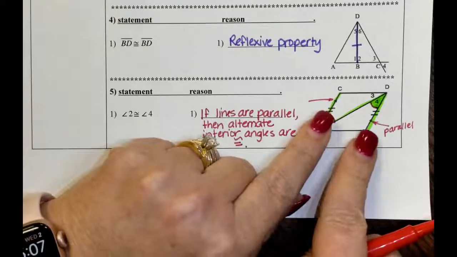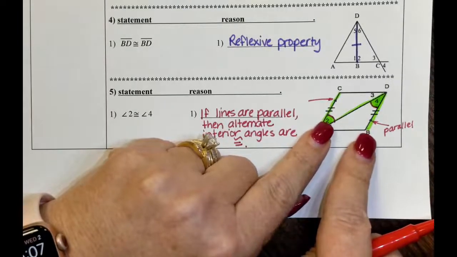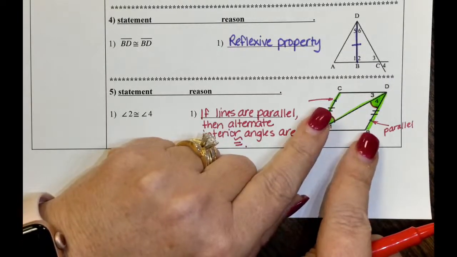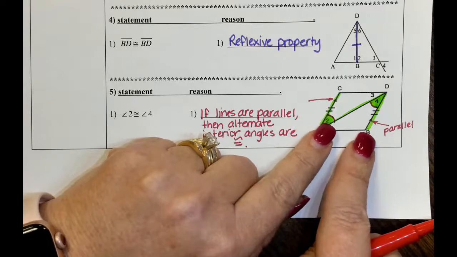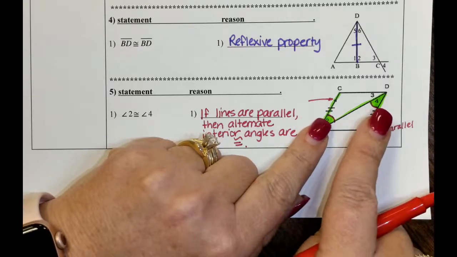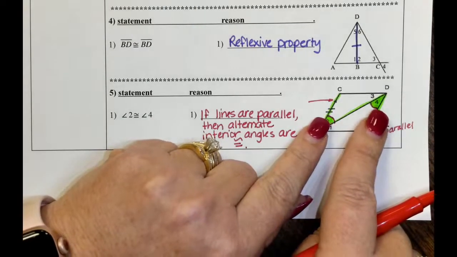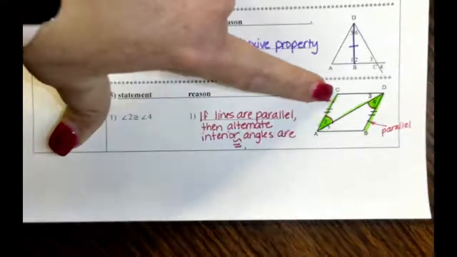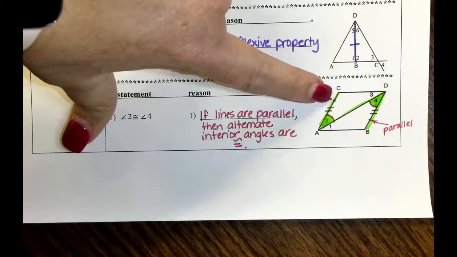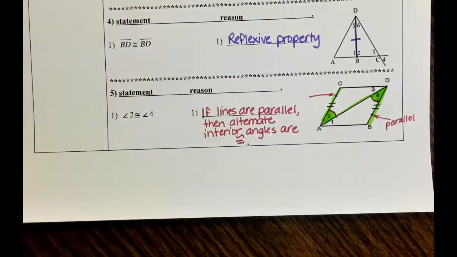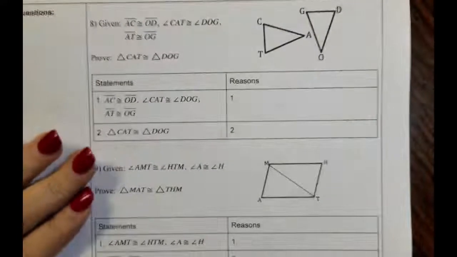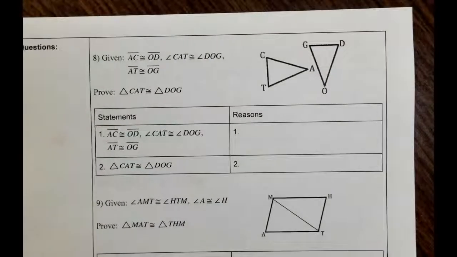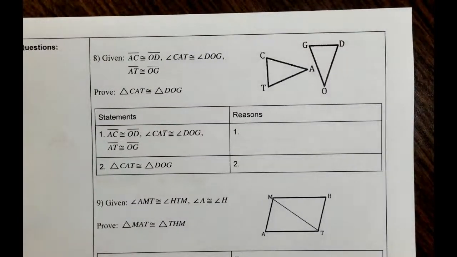I know that the lines are parallel because the picture says so. If the lines are parallel, that tells me that angle 2 is congruent to angle 4 because those are alternate interior angles. If the lines are parallel, then the alternate interior angles are congruent. Now, let's put this together and write some really straightforward, basic proofs, okay?